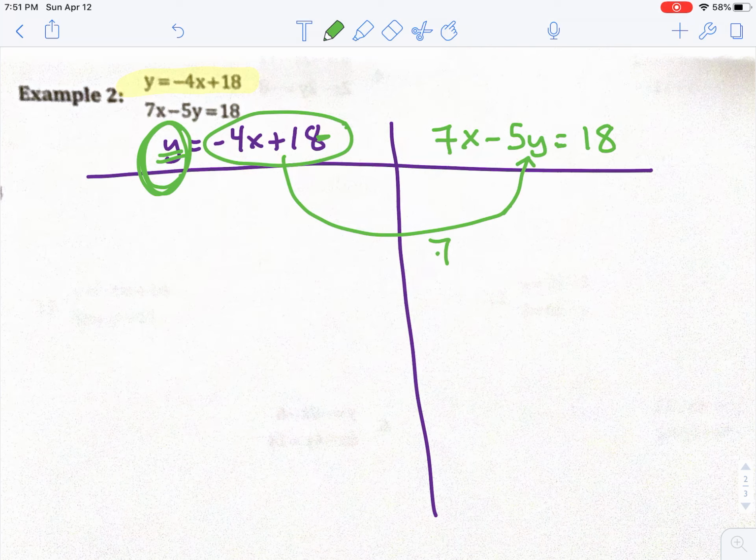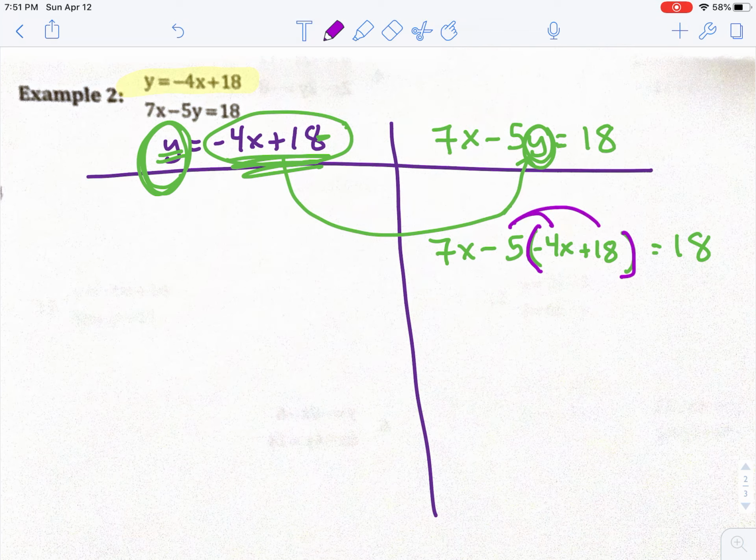Okay, and then over here I have 7x minus 5y, so I'm replacing it. Now remember, every time we do substitution, you guys know you got to put parentheses. And this whole expression, negative 4x plus 18, had to be replaced in those parentheses for y. And now I'm just going to go through my process here. Since I have parentheses, I have to distribute, and just be really careful. It's a negative 5, so you have to distribute the negative 5. Negative times a negative is positive.